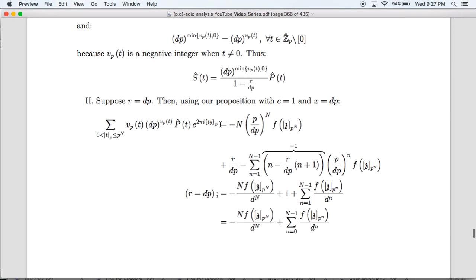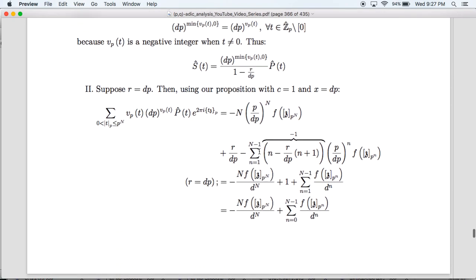For r equals dp, again, we use our proposition. And then here we have this internal cancellation, but this is going to be equal to just negative 1, because we assume r equals dp, so this is 1. So it's n minus n plus 1, which is just negative 1. And then we are left over with this.